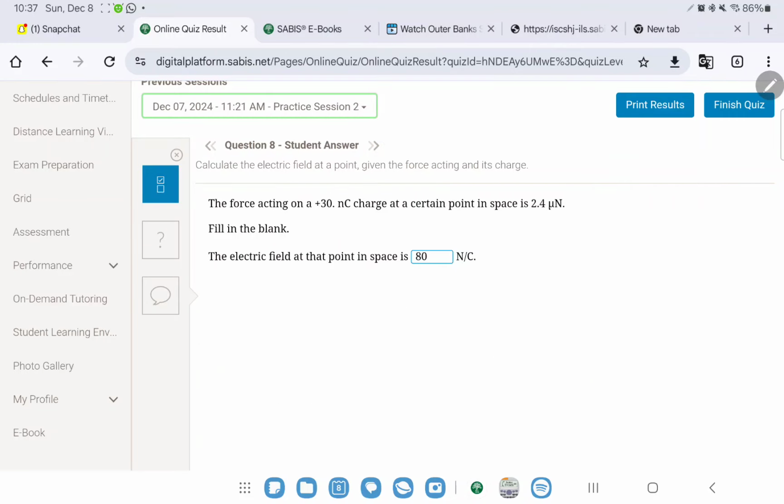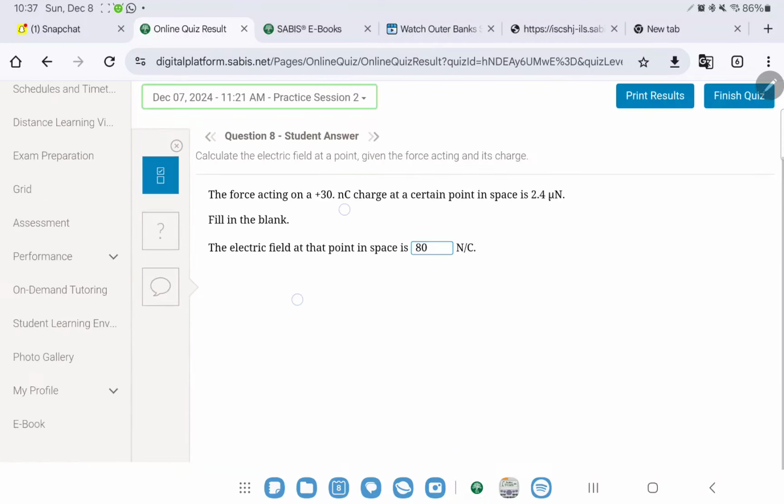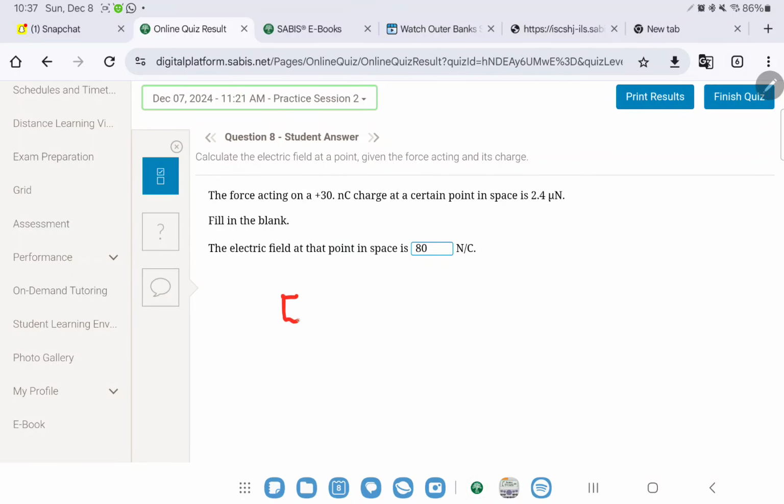Now let's move on. Okay, so you have a force acting on a 30 nanocoulomb charge at a certain point in space is 2.4 micronewtons. So let's bring back our equation. E equals F over Q. So we need to find the electric field E. We have F and we have Q. So F is 2.4 micronewtons.